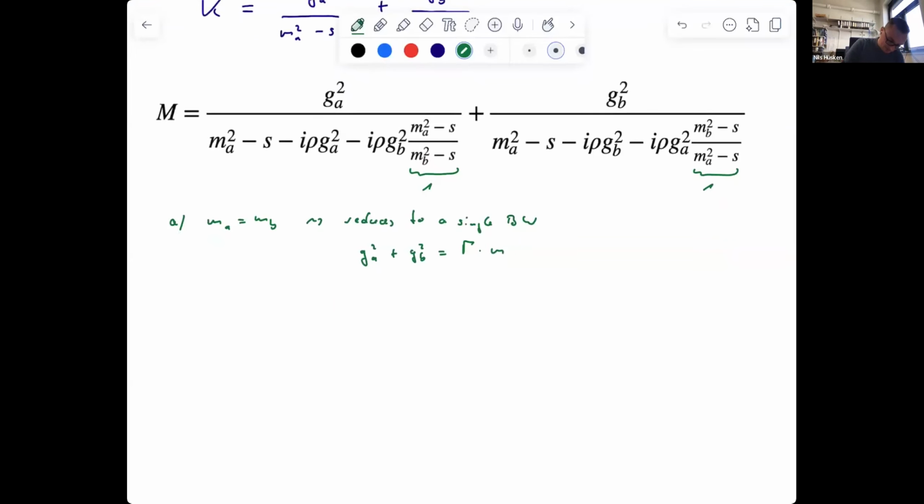The other extreme case is the one where we now expect this to reduce to two Breit-Wigners, namely the one where the two resonances are isolated, meaning that, say, the distance between these two bare poles moves to infinity. That would correspond to isolated resonances.